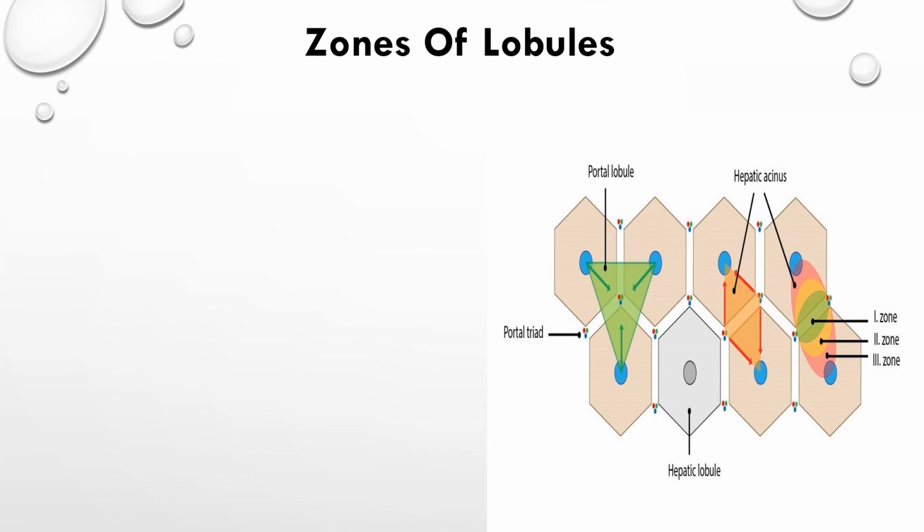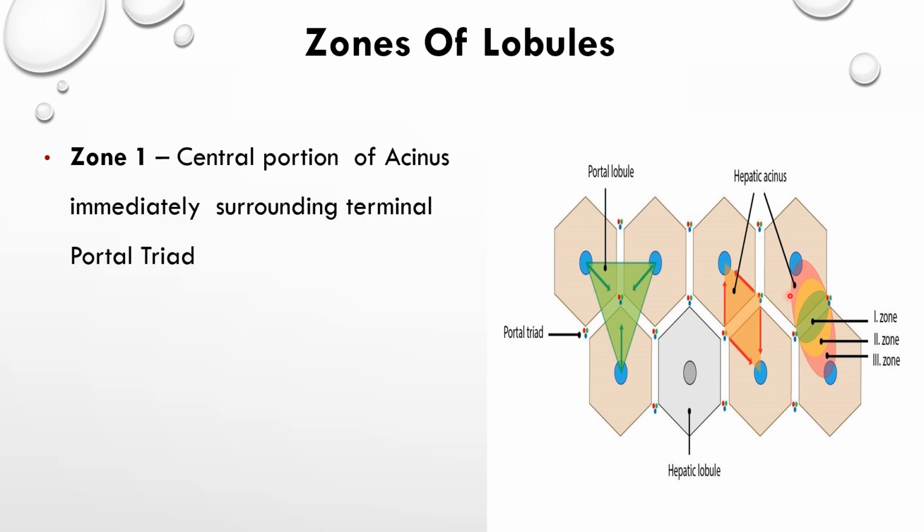Zones of the lobules. Each acinus has been considered to have three zones. Here you can see zone 1, which is marked with the green color. It is the central portion of the acinus immediately surrounding the terminal hepatic arteriole and the terminal portal venule. This area is considered to be very well oxygenated.